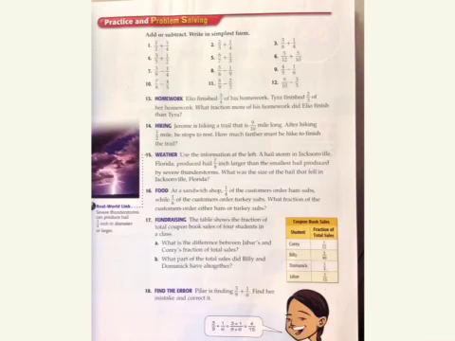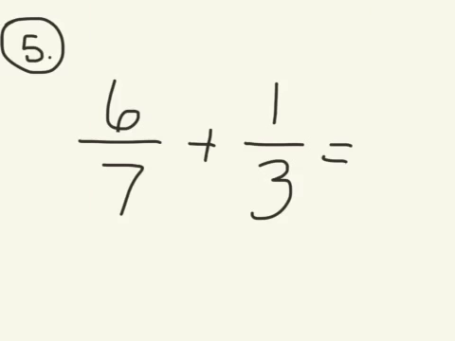Let's look at number 5. Okay, number 5. Here we've got 6/7 plus 1/3. Since we don't have a common denominator for these two fractions, 6/7 and 1/3, we can't just go ahead and add them. We've got to do some cross multiplying. We're going to do that butterfly method we talked about in class.